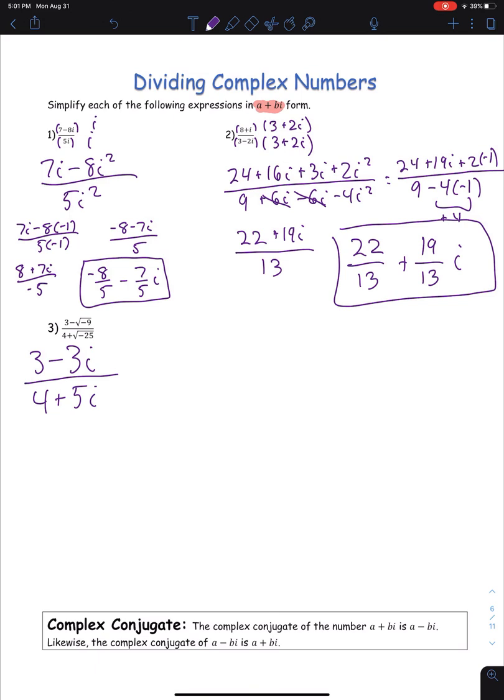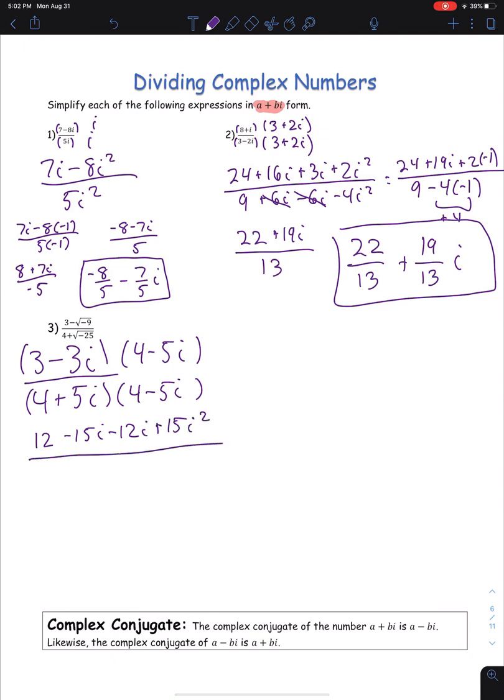All right, so we still have an imaginary number in the denominator, so I'm going to multiply the top and the bottom by the conjugate of the denominator, so that'll be 4 minus 5i, 4 minus 5i. And just double distribute, multiply everything in the numerator by 4 minus 5i, and same in the denominator, so that would be 12 minus 15i minus 12i plus 15i squared, all over 16 minus 20i plus 20i minus 25i squared.